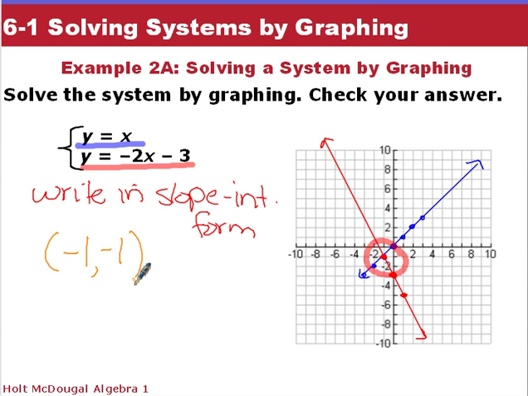We can substitute both values back in. Negative 1 equals negative 1, check. And negative 1 equals negative 2 times negative 1 minus 3, equals 2 minus 3. Negative 1 equals negative 1. Both of the equations work out.